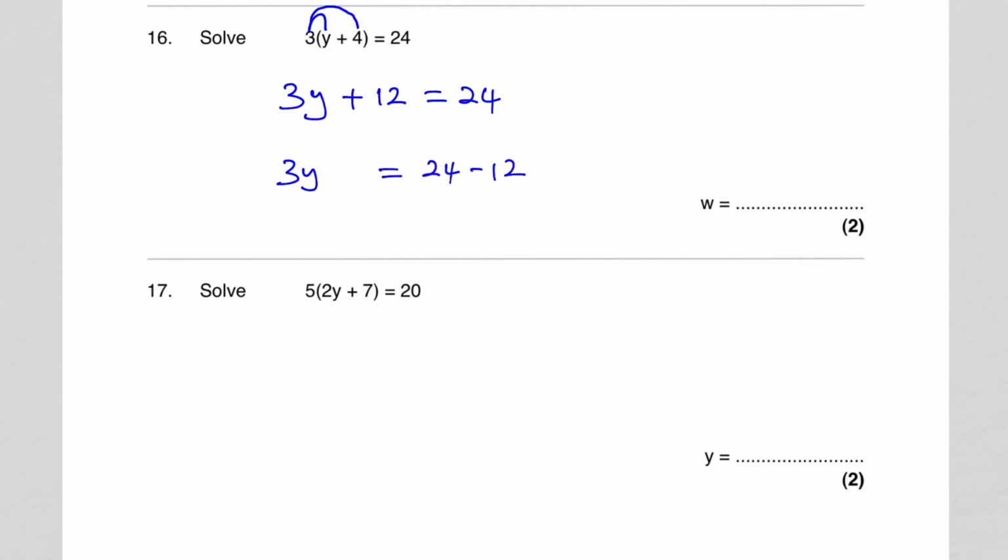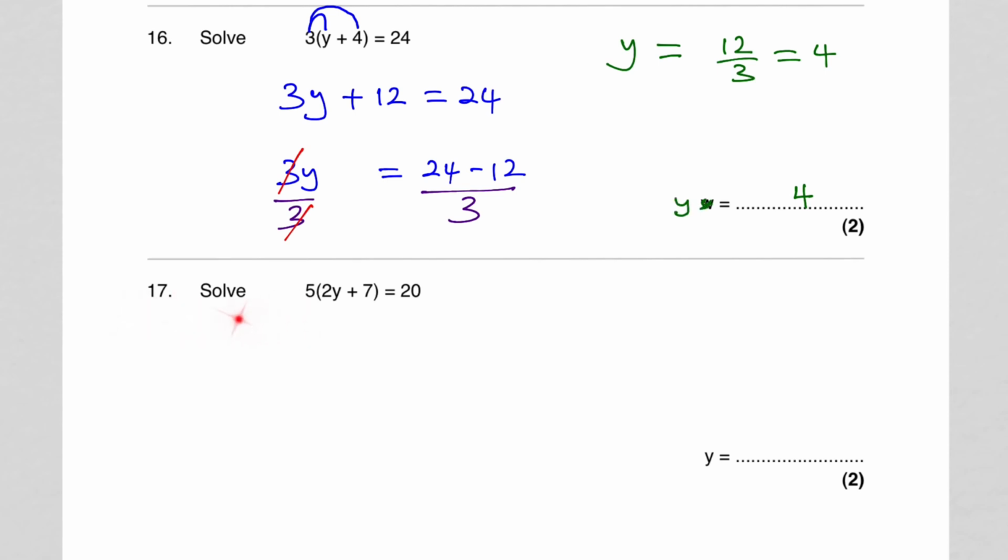Now I need to divide both sides by 3. And that means that I can cancel that 3. So y is on its own. So therefore, y will be equal to 24 minus 12, which is 12, over 3, and that equals 4. Therefore, y is 4.